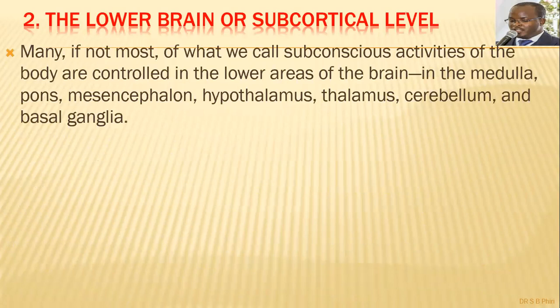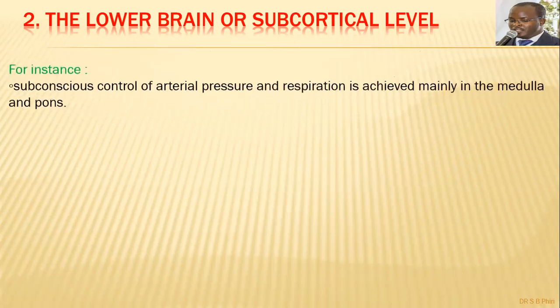So the lower brain, or the subcortical level, is where you find those nuclei we are discussing. Many, if not most, of what we call subconscious activities of the body are controlled in the lower areas of the brain: the medulla oblongata, the pons, the mesencephalon, which is the midbrain, the hypothalamus, the thalamus, the cerebellum, and the basal ganglia. We're going to discuss these structures later on, and then you will appreciate why they're involved in motor function.